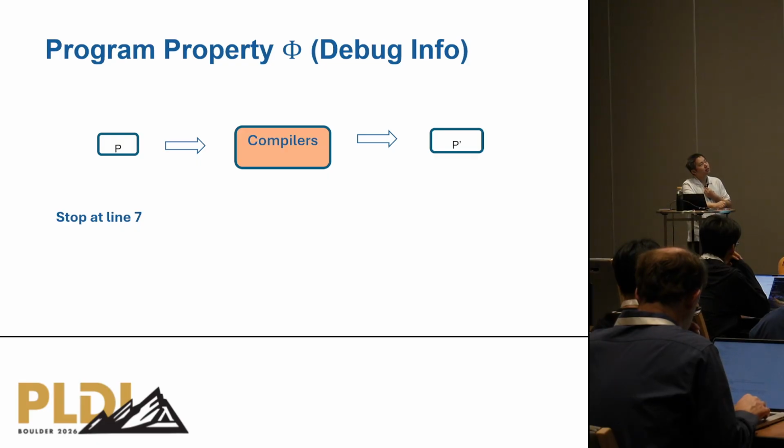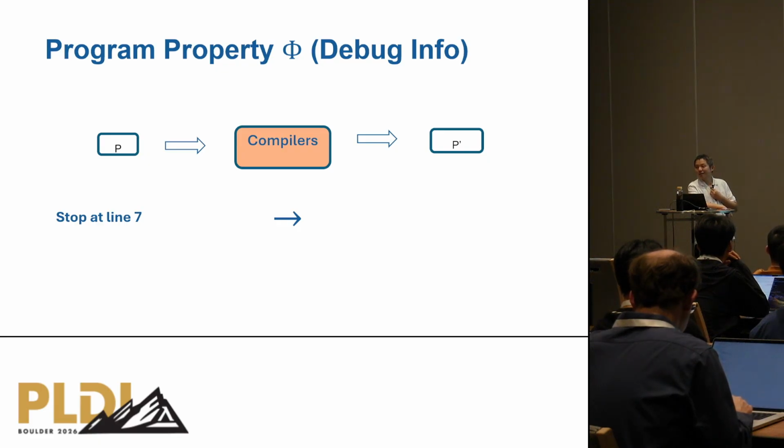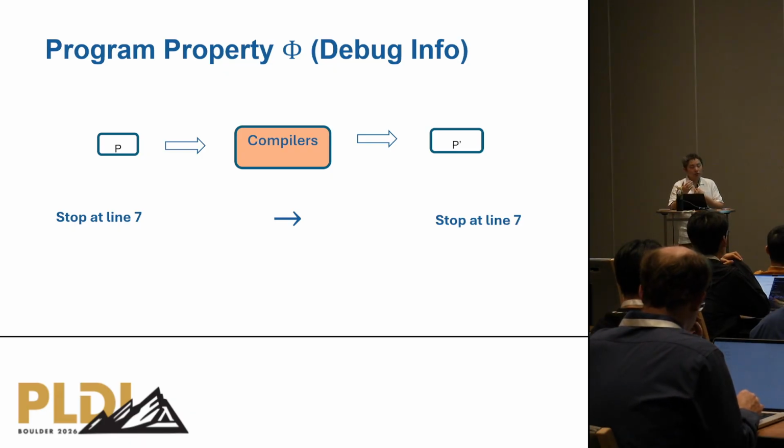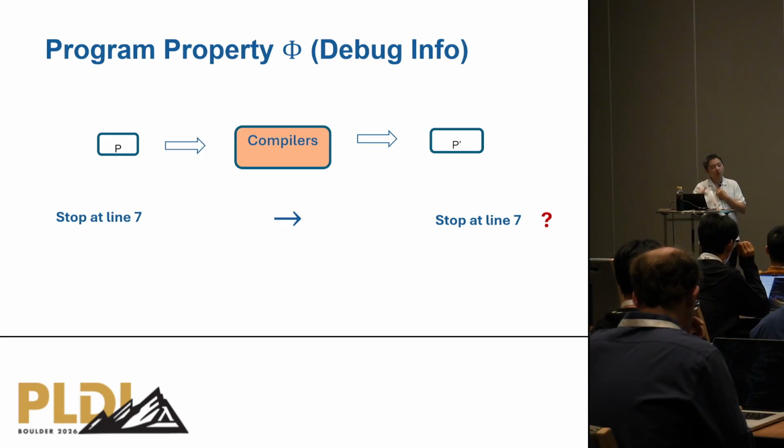Suppose you have two programs, P and P prime, both in binary form. P corresponds to the unoptimized program, and P prime corresponds to the optimized program. Suppose that in the unoptimized program you can stop at line 7. Is it always guaranteed that you can stop at line 7 in the optimized program? Probably not, right? Because compiler optimization will do some rewriting, it will eliminate instructions, or do peephole optimization, reducing a chunk of code to a single instruction. Therefore, maybe there is no line 7 in the optimized program. So we put a question mark here.